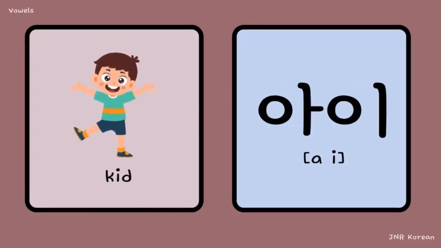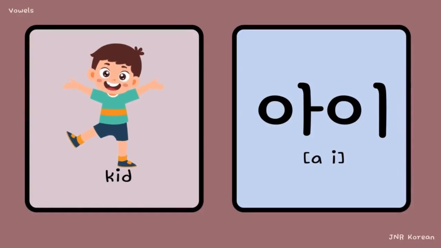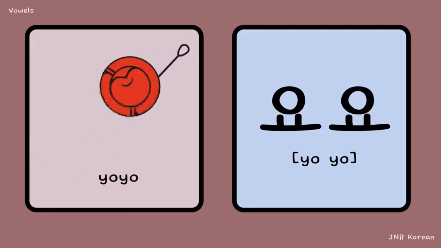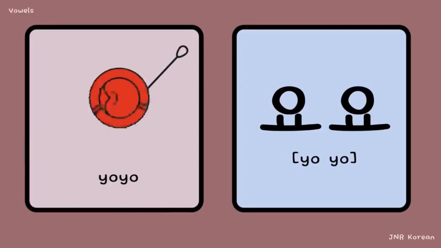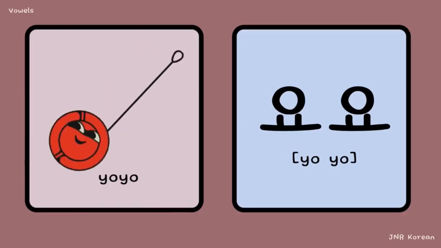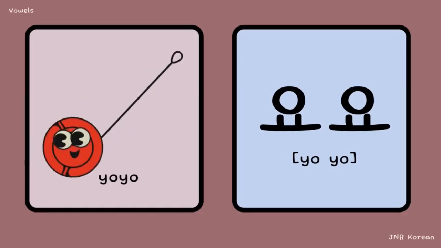Kid or child is called ai in Korean. Say ai, ai. Yo-yo is yo-yo as it is. This is a loan word from English. Say yo-yo, yo-yo.